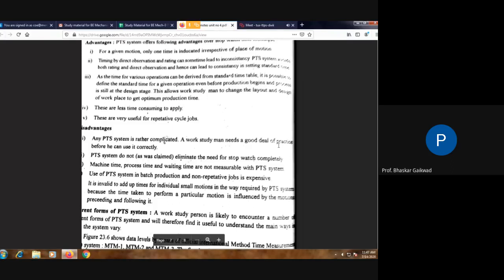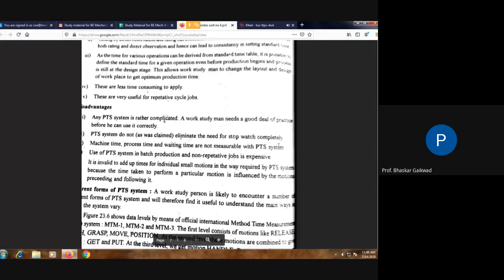Then next, it is invalid to add up times for individual small motions in the way recorded by the PTS system. Now, we have already decided times for the motions. Accordingly, that worker needs to do the same motion. If a little bit of additional motion is there, there is a problem. In whichever way that motion has been decided, accordingly we can set those motions.